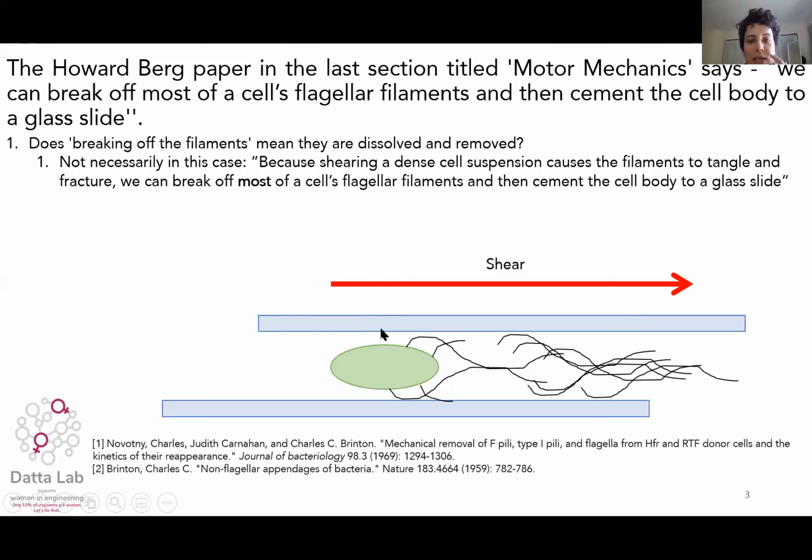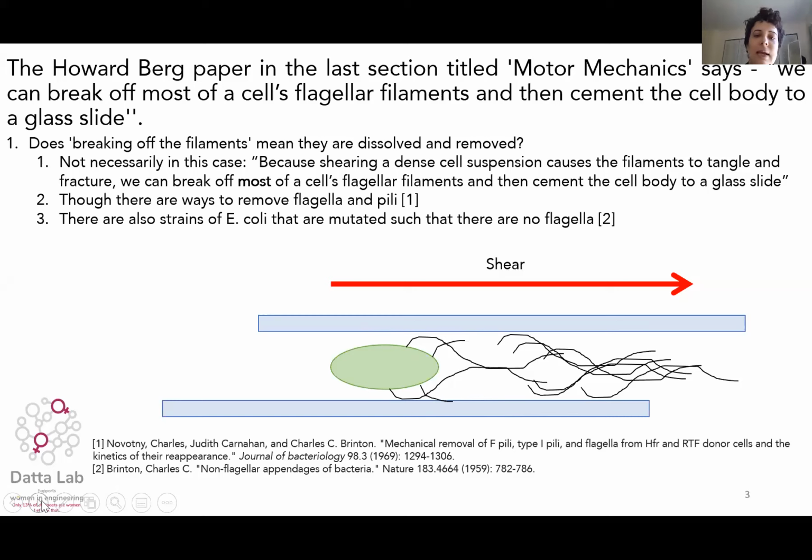And so in this case, they talk about using the shorter ends of the flagella to cement them to the glass slide. So that's kind of what's going on here. There are a lot of different protocols that you can look up on how to do this, and it depends on what kind of bacteria strain you're working with. Basically you can remove different flagella and pili using different methods. And there are also strains of E. coli that have been mutated such that they don't have flagella.